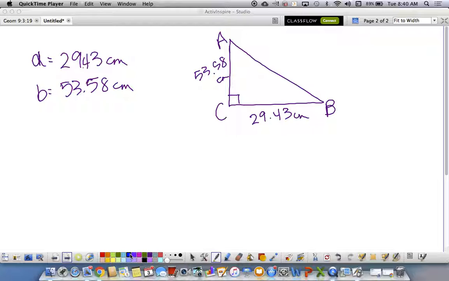If I ask you what is big A, big B, and little c, what's the easiest one to find? Little c. What are you going to do? The Pythagorean theorem to find little c. How many sig figs should you have? 4.